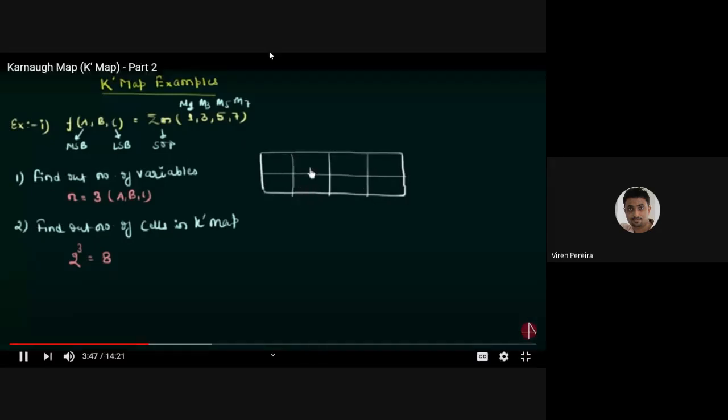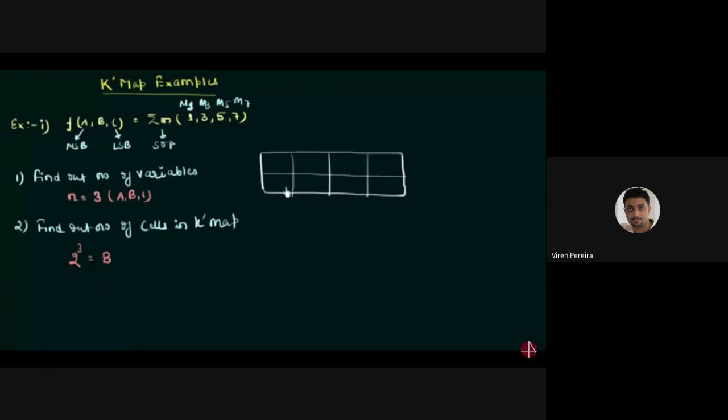Okay, 1 2 3 4 5 6 7 8. So total 8 cells are there. Now we will just write the variables A, B, C, MSB first, and at last the LSB. So writing the values 0 1 0 0 0 1, then 1 1 and 1 0.